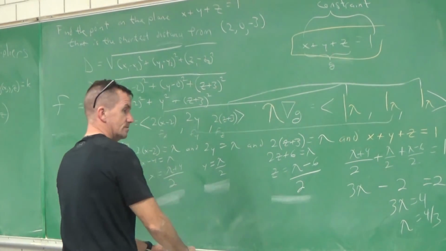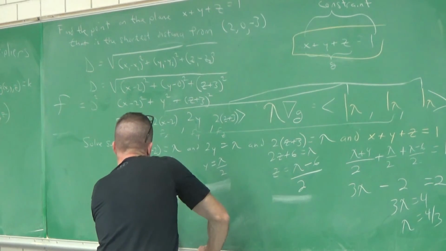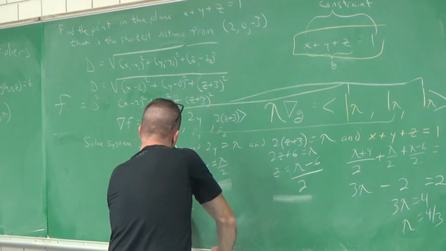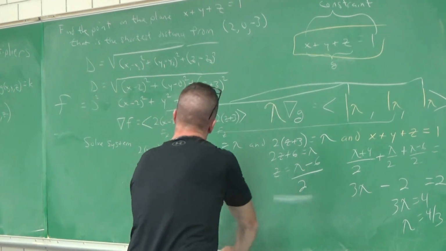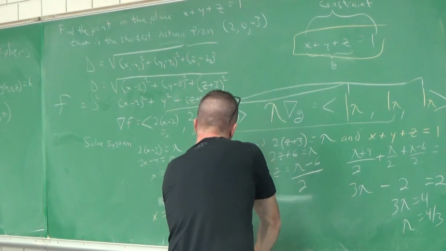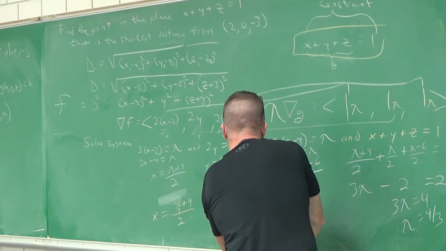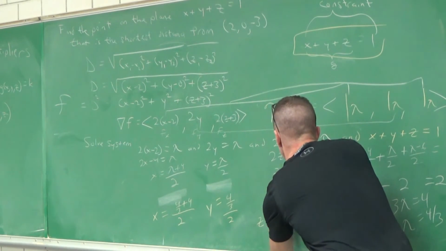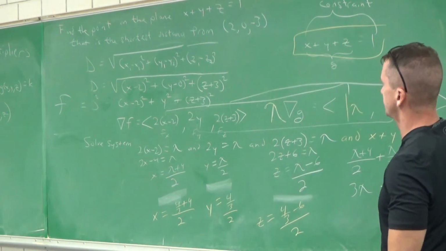Let's see what it is. What's x? Well, you don't mind fractions here. What's 4/3 plus 4 over 2? And y, what's 4/3 over 2? Feel free to use technology if you don't like fractions so much. What's 4/3 minus 6 over 2? Those 3 numbers are going to be the point.